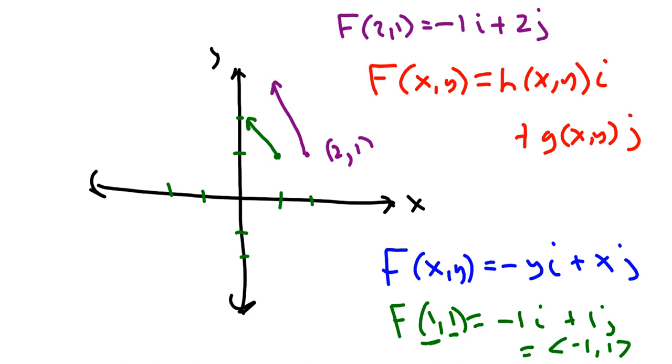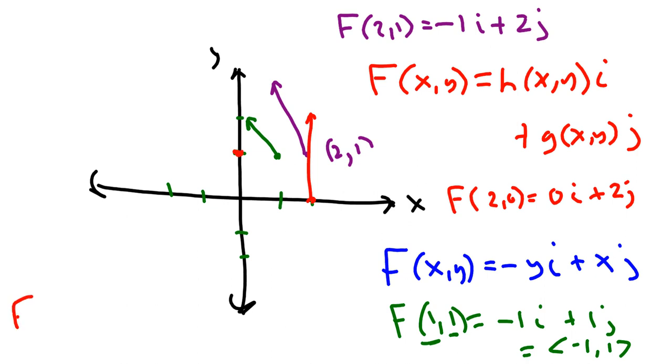There are some other interesting vectors, maybe the one that's right here. So that would be F of (2, 0), which would be negative 0, or 0i, plus 2j. So you have a vector that goes straight up like that. And let's do one more. Let's suppose you were going to look at the point right here. Let's use a different color. Let's use red again. So this is the point (0, 1).